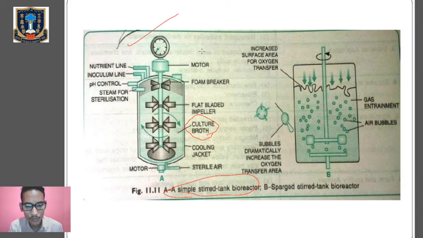You can see over here, we have the motor, the foam control over here, and the flat bladed impeller for mixing the broth. We have the cooling jacket which can maintain the temperature. We have sterile air which can come in and out of the motor. And we have the steam for sterilization. Then we have the nutrient line, the inoculum line, and the pH control. So these are a few features of stirred tank bioreactors, which are mainly used to obtain the product in a larger amount. Clear? So just go through the stirred tank bioreactor. No need to go through the sparged stirred tank bioreactor.